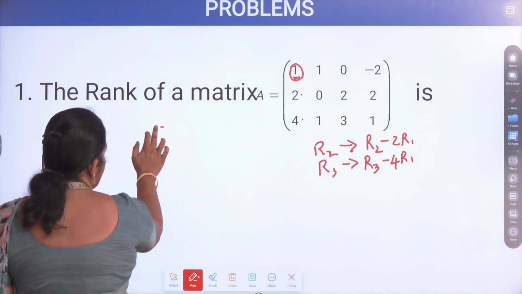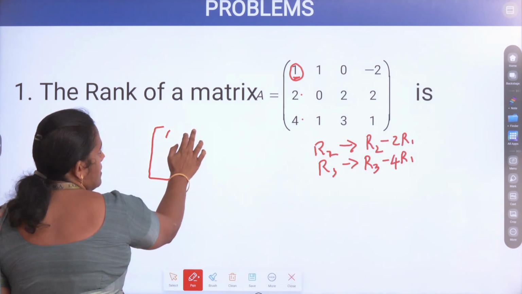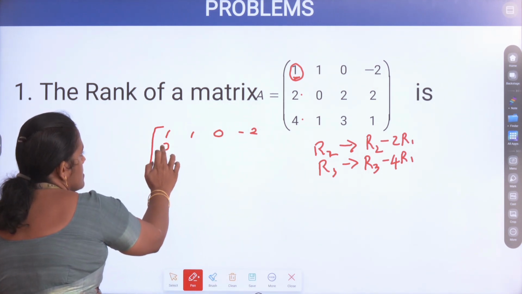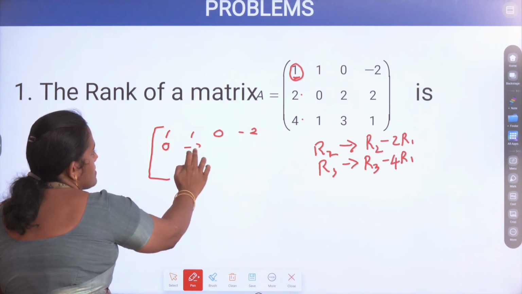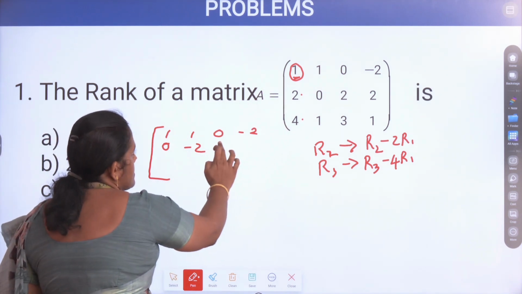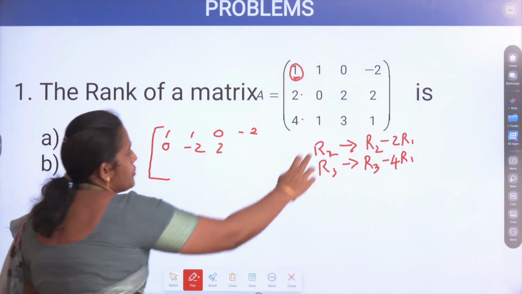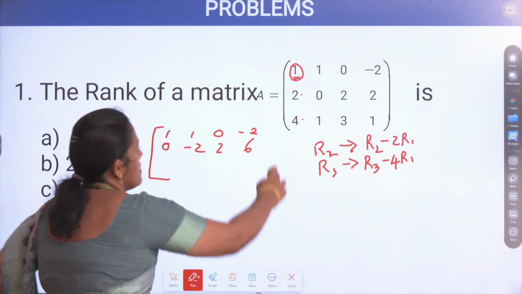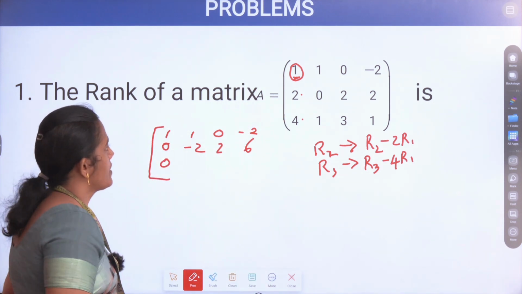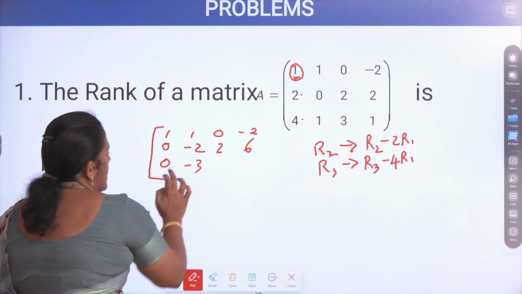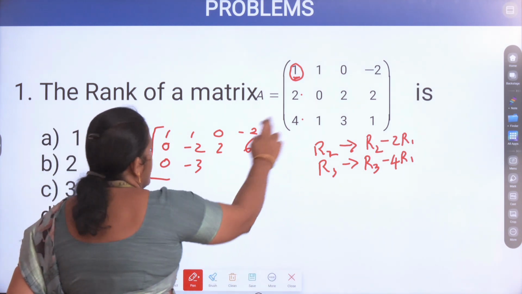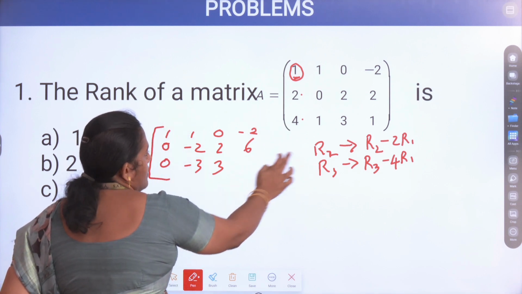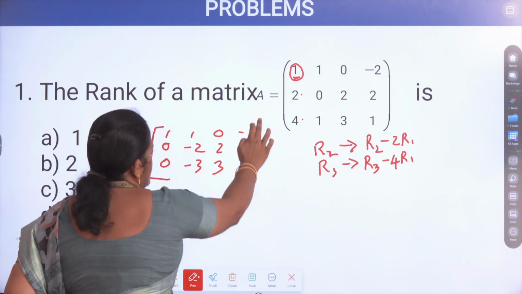So the matrix can be reduced into 1, 1, 0, minus 2. So 2 minus 2 is 0, and then 0 minus 2 is minus 2. 2 minus 0 is 2. 2 plus 4 is 6. Next, using these operations, 4 minus 4 is 0. 1 minus 4 is minus 3, and then 3. Next, similarly, 1 plus 8 is 9. So this is the next step.